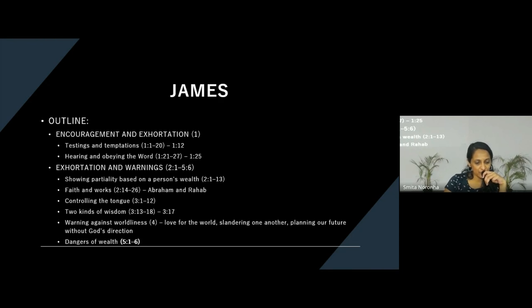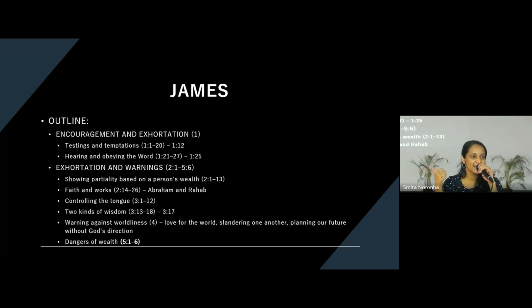From chapter 2 onwards, we go into that section where he's addressing different topics. The first is addressing partiality. So don't show partiality to the rich while disregarding the poor is the first section. The next is encouraging people to live out their faith through their works. He uses the example of Abraham and Rahab.